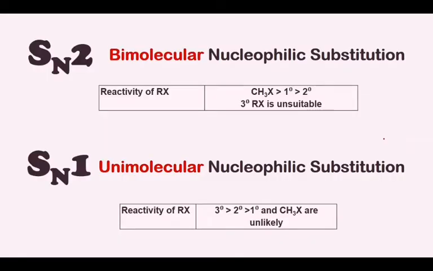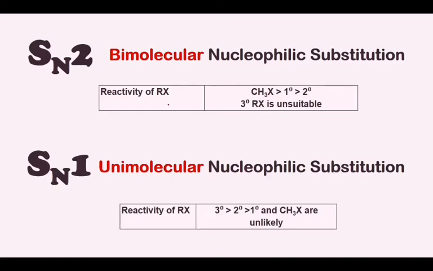Assalamualaikum and hi class. We are still in the topic of haloalkane, but this is the last mechanism that you have to know, which is SN1 and SN2. Let me introduce you what is SN2 and what is SN1. SN2 is bimolecular nucleophilic substitution, while SN1 is unimolecular nucleophilic substitution.